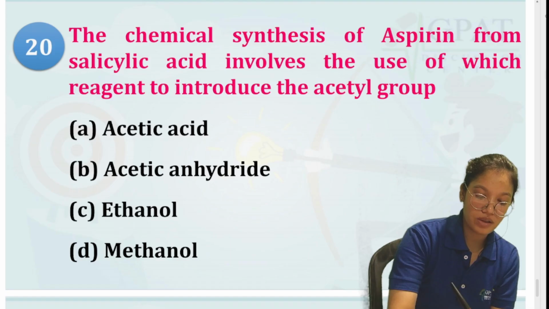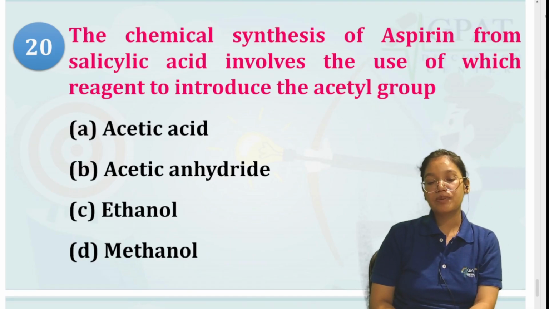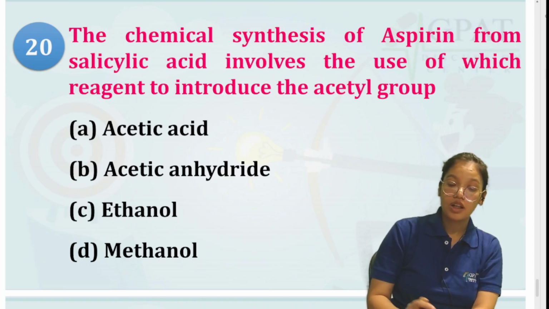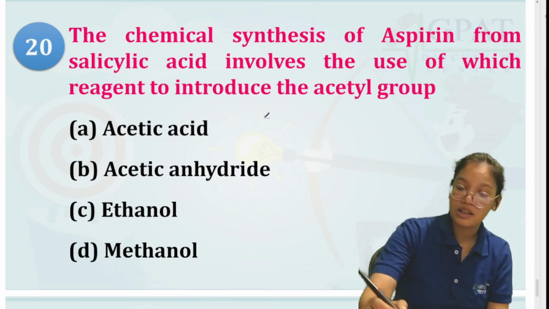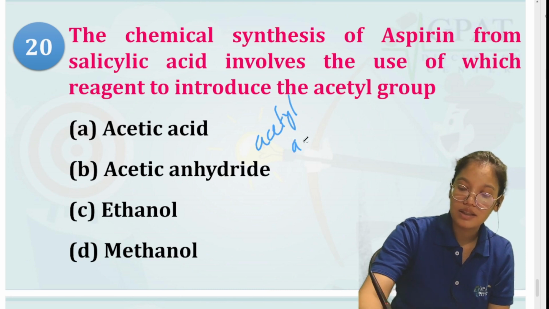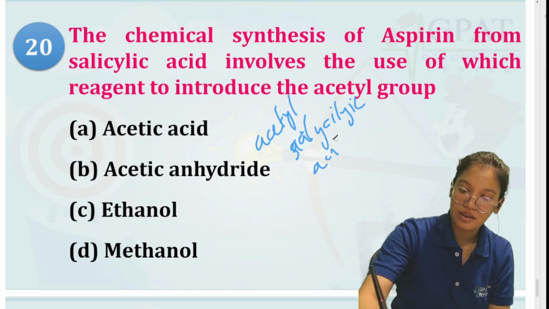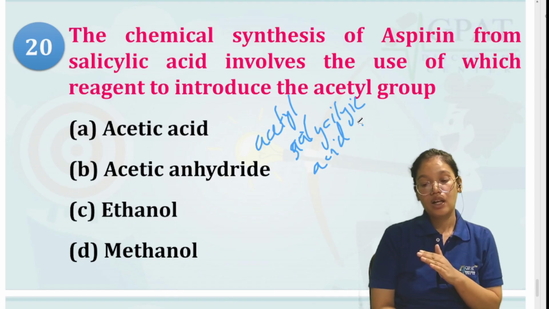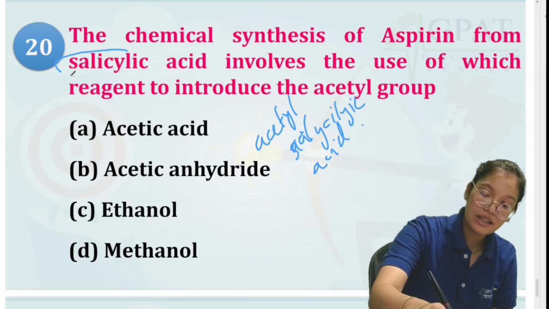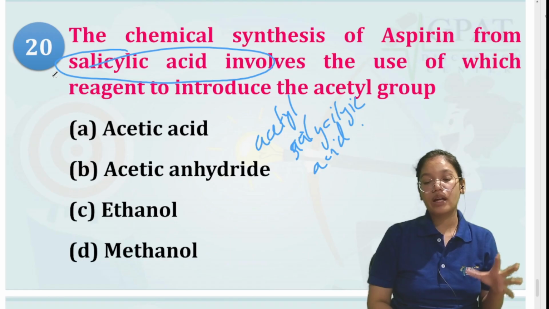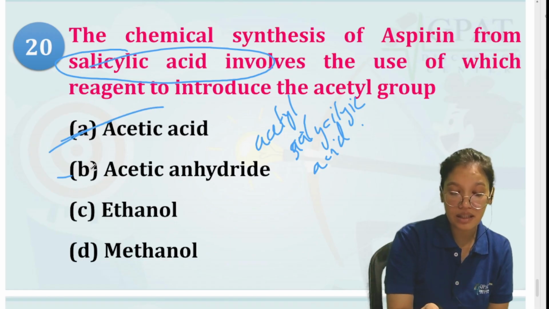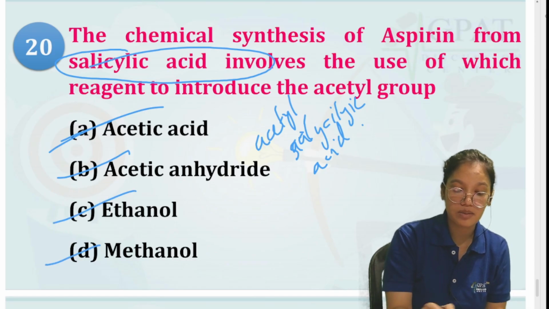Now the next question: the chemical synthesis of aspirin from salicylic acid involves the use of which agent to introduce the acetyl group? As we already know, aspirin's other name is acetylsalicylic acid, or 2-acetoxybenzoic acid. All these three are names for aspirin. Now they are saying that with salicylic acid, what other reagent is involved in the formation of aspirin? A option says acetic acid, B says acetic anhydride, C says ethanol, D says methanol.